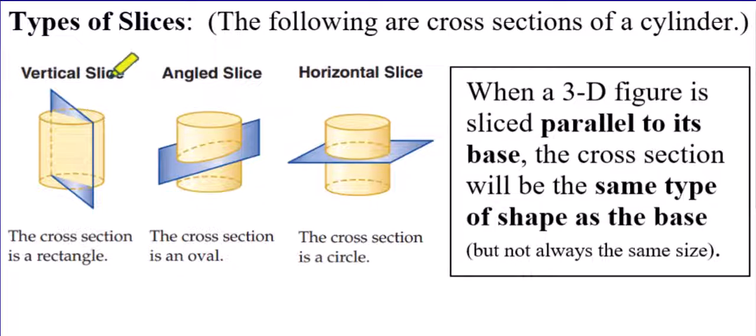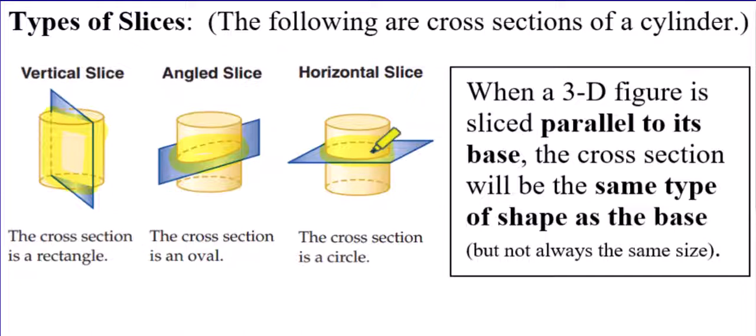You can see the vertical slice makes a rectangle. The angled slice is going to make an oval. You could also call this an ellipse. And the horizontal slice is going to make a circle.